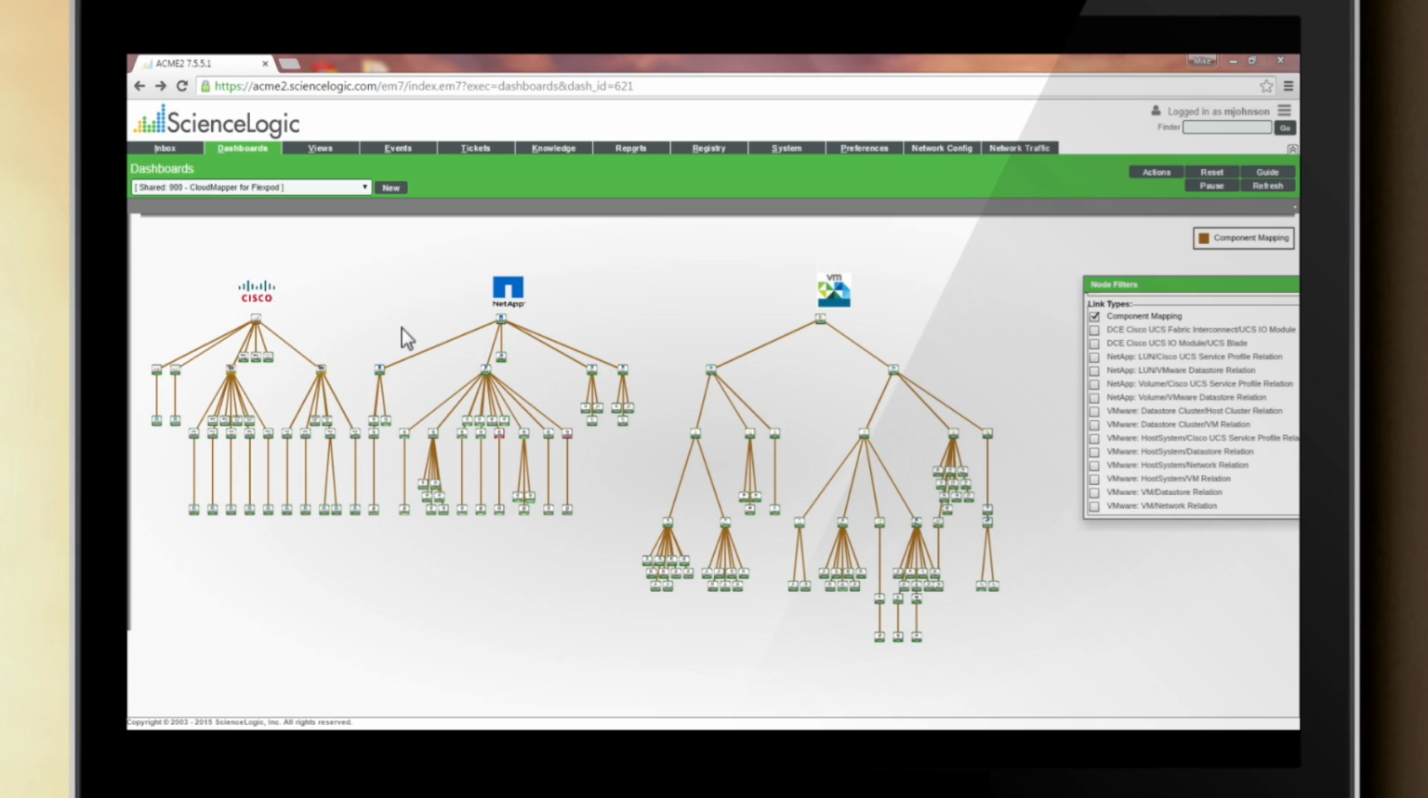We can dramatically simplify that. Let me show you how. So here's a small FlexPod deployment that's sitting in our lab right now. We've automatically discovered the UCS chassis, blades, and service profiles, as well as the NetApp volumes and LUNs. And for VMware, the ESXi hosts, VMs, and so on.